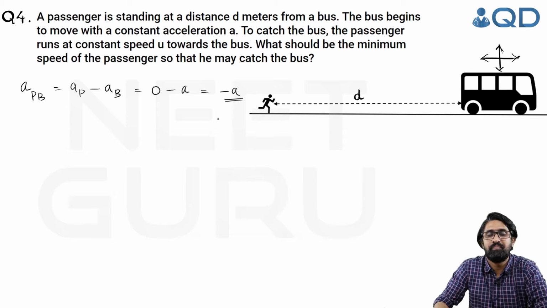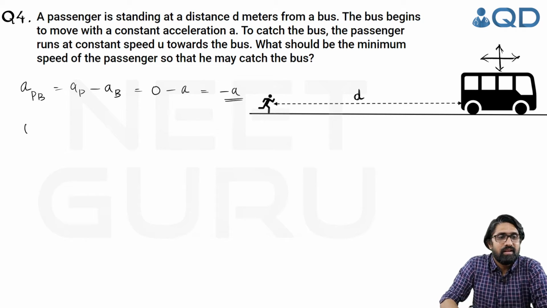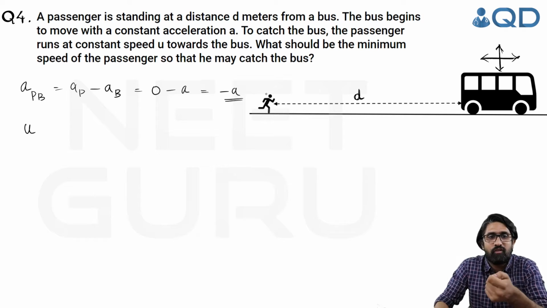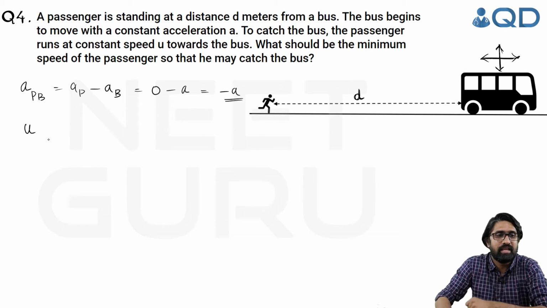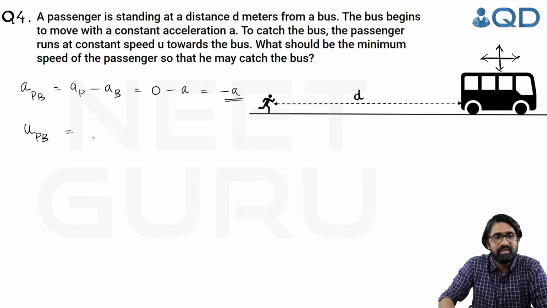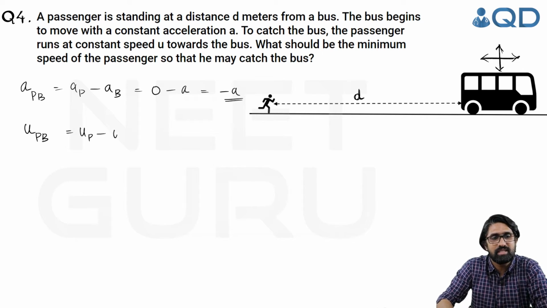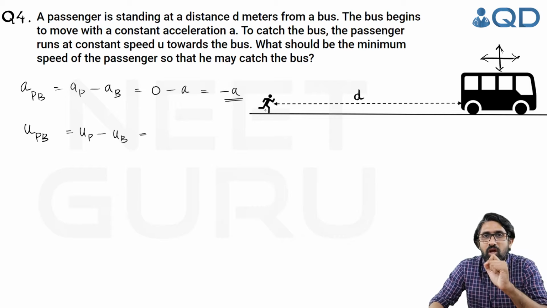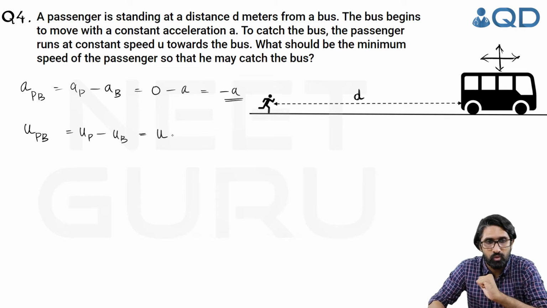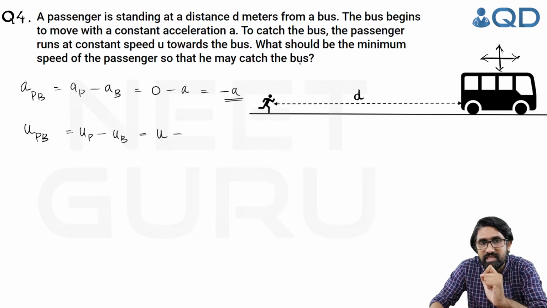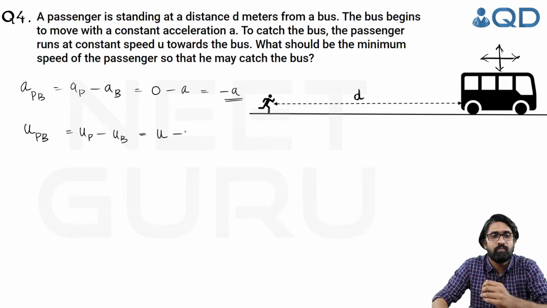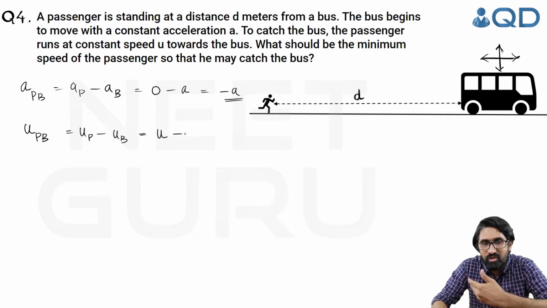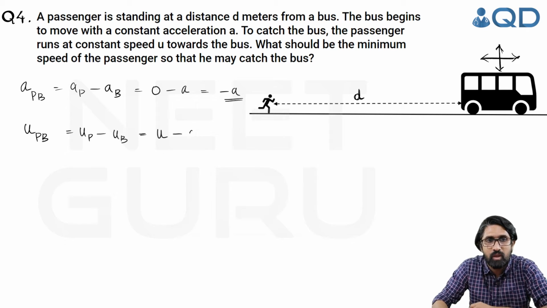That's the first parameter. The second parameter is the relative initial velocity of the passenger with respect to the bus. That is UPB. And that again will be equal to UP minus UB. The initial velocity of the passenger is u. And the initial velocity of the bus will be 0 because the bus is starting to move. It is starting from rest with a constant acceleration. So since it is starting to move, it is at rest initially. So we'll put UB is equal to 0. So this here becomes u.